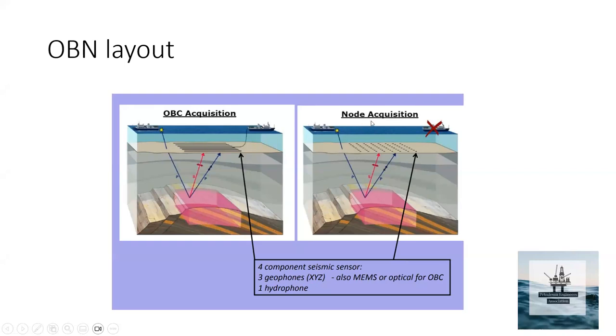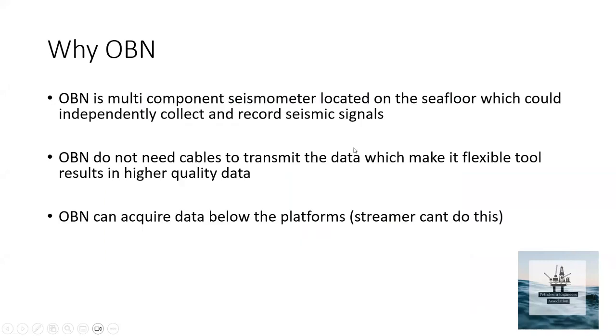For the node acquisition, or OBN, you don't have to get a ship for the streamer because you already put the nodes on the ocean bottom. You put the sets of nodes down. So you don't need to have two ships. For example, this is one of the advantages. Let me show you a quick video of how this node is working.